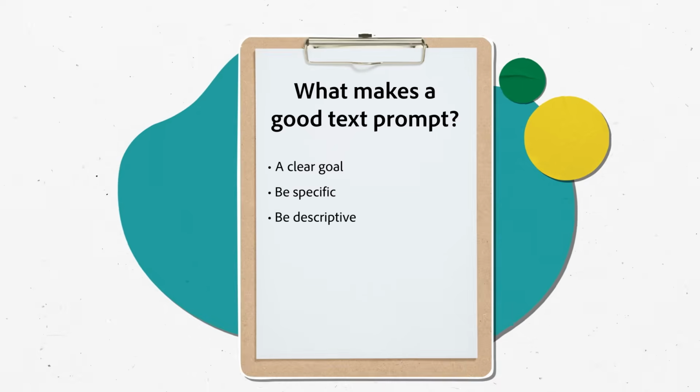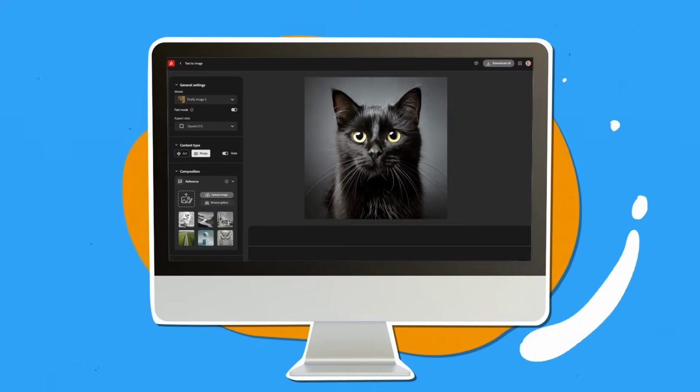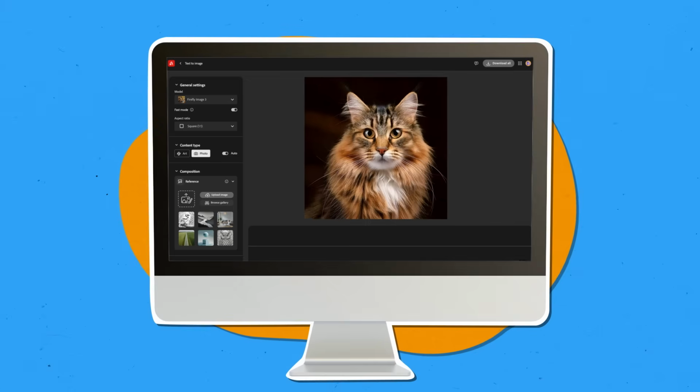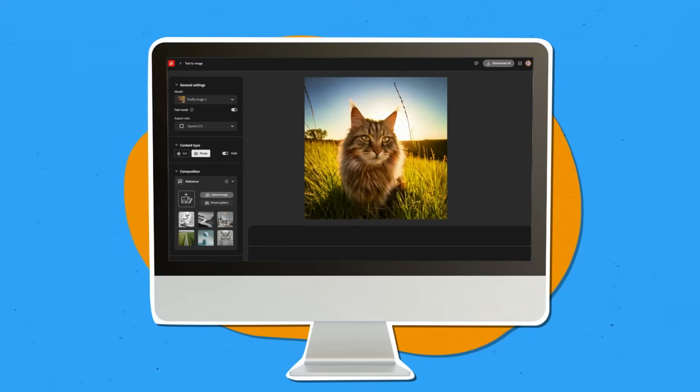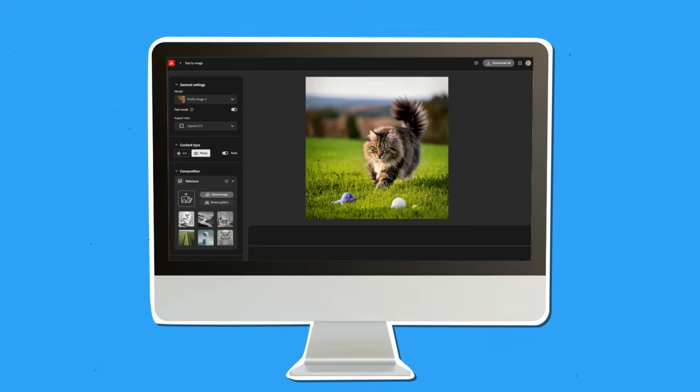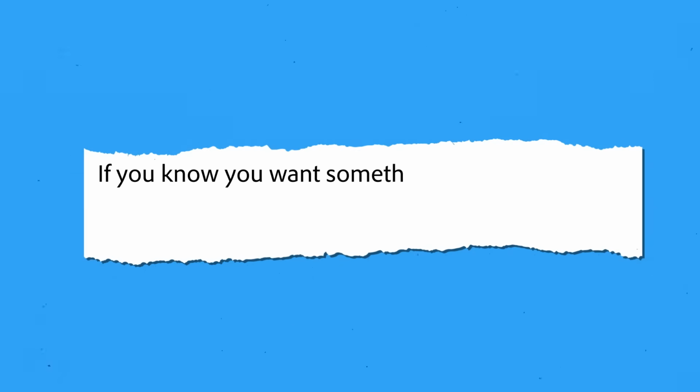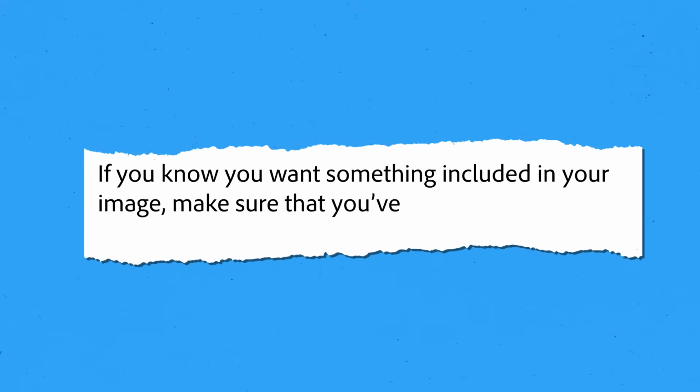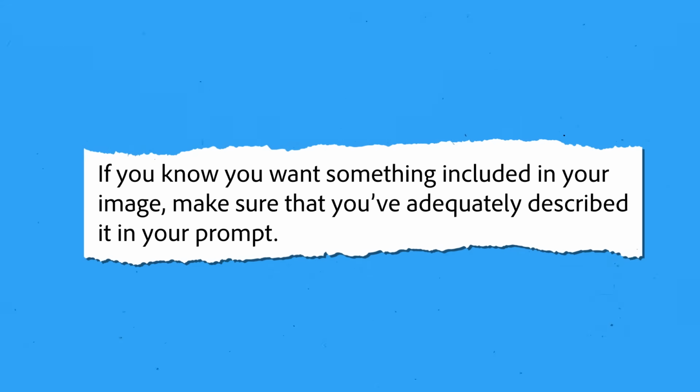Be descriptive. The more detail that you can include in your prompt, the more likely you'll generate an image result that's closely aligned to your vision. Try to provide contextual and descriptive elements. If you're generating an image of a cat, what color is the cat? Does it have long or short fur? Where is it? In a kitchen or outside in a grassy meadow? Is it alone or surrounded by cat toys? If you know what you want included in your image, make sure that you've adequately described it in your prompt.